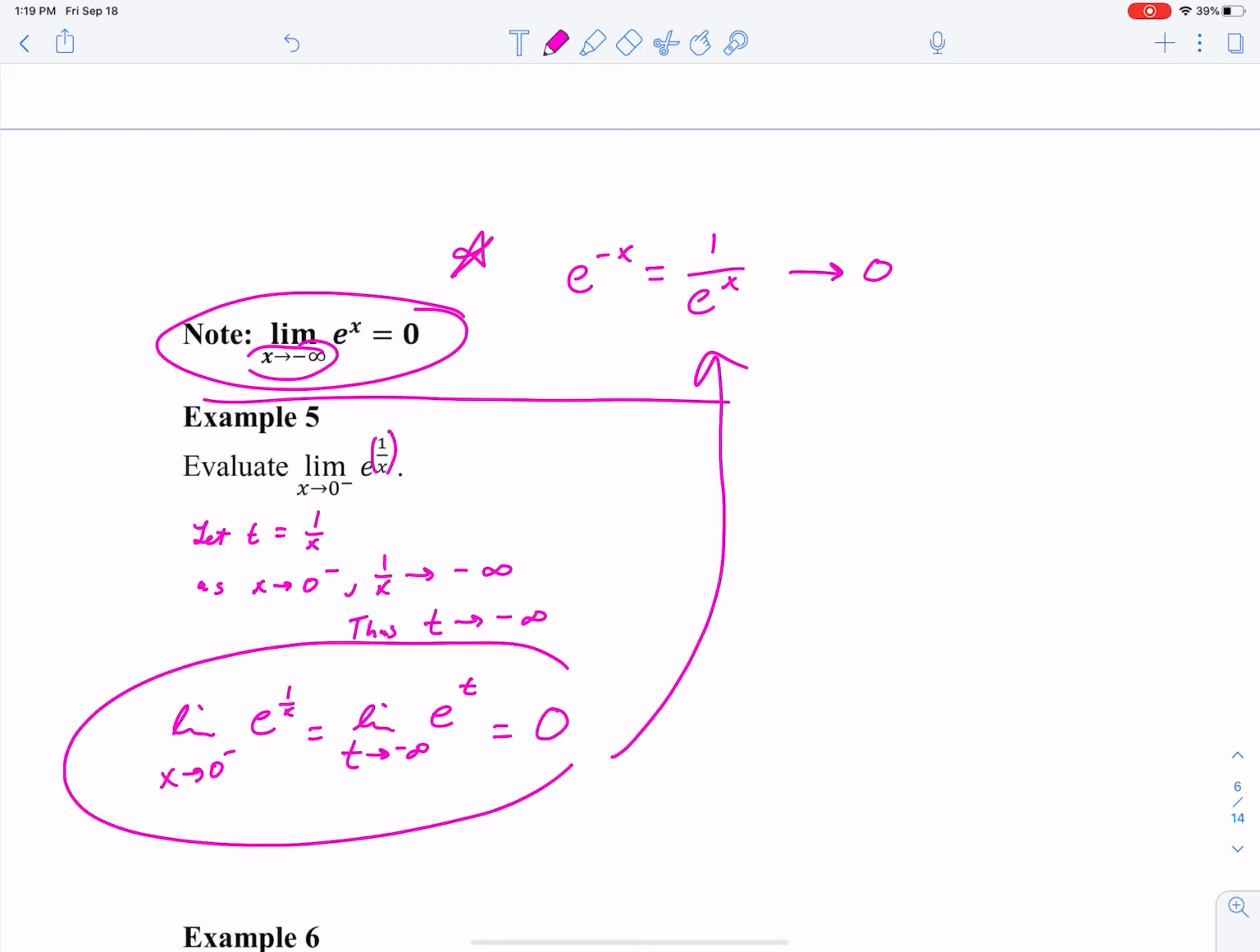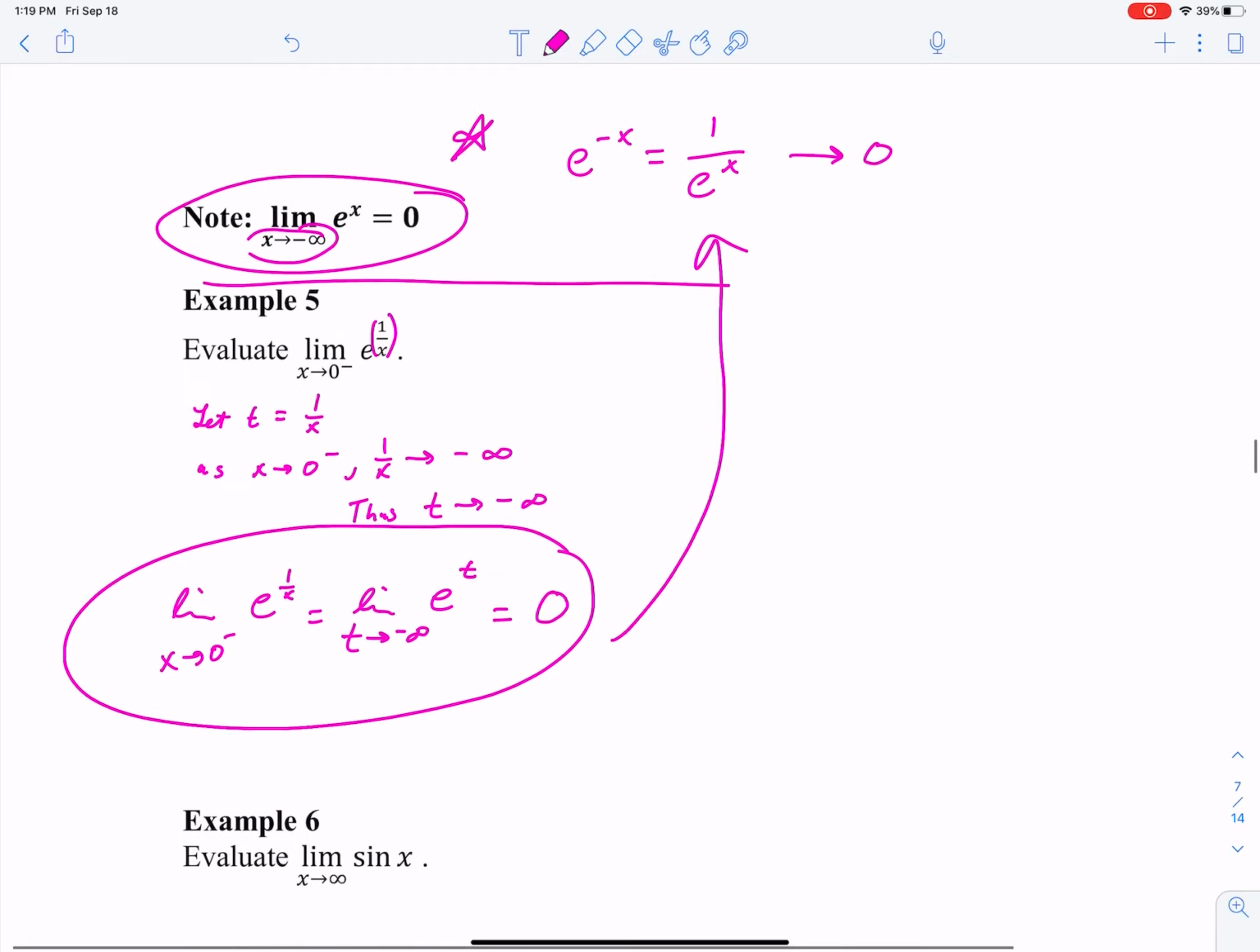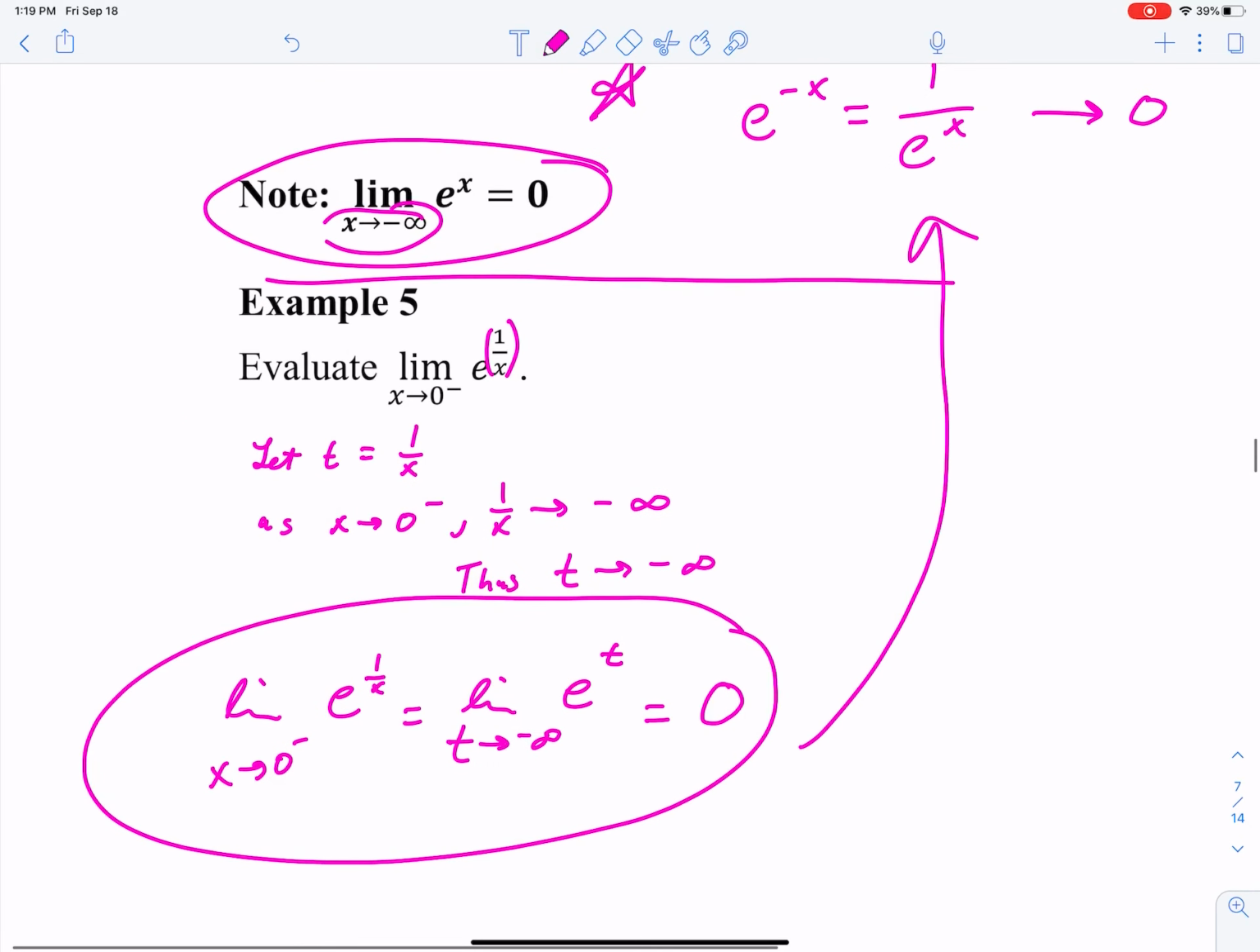So again, you're seeing how we have to keep manipulating these problems to make them work for us. They don't work for us in the beginning usually. We have to figure them out. We have to manipulate them.